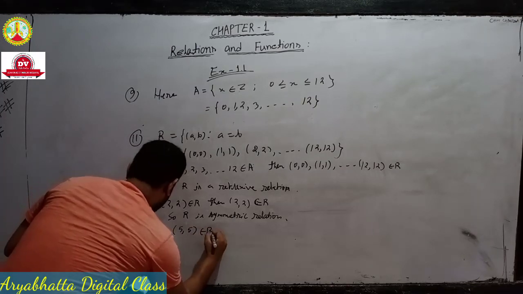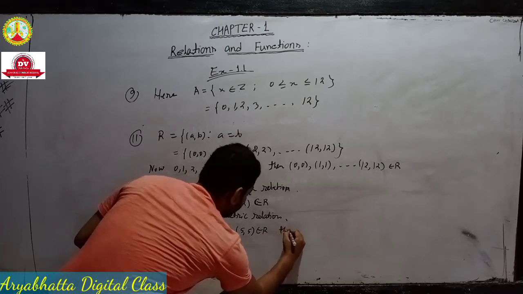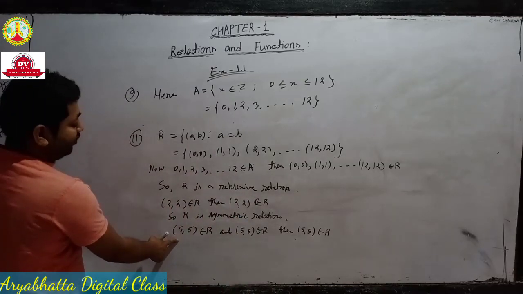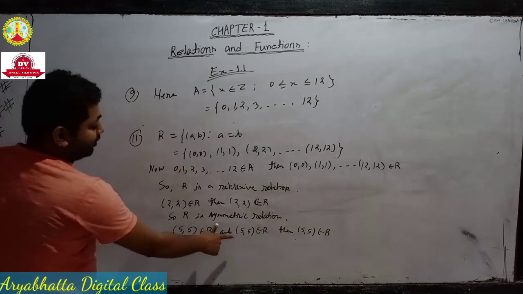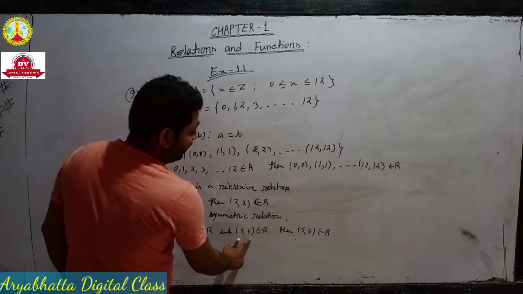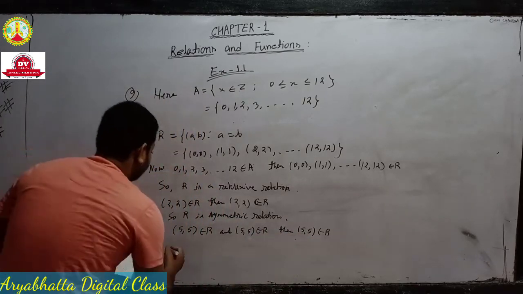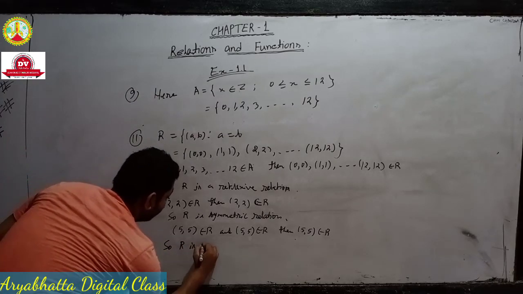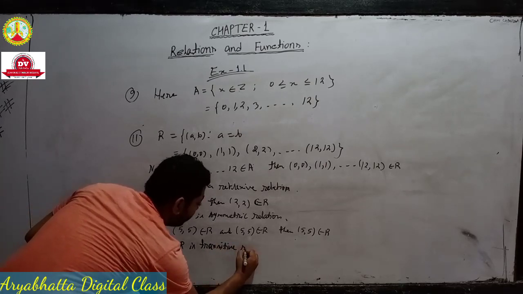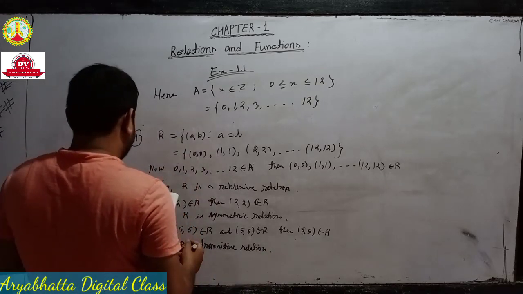(5, 5) belongs to R and (5, 5) belongs to R, then (5, 5) belongs to R. A comma B, here A equal to 5, B equal to 5. A comma B belongs to R. B comma C, here B equal to 5, C equal to 5. B comma C belongs to R, then A comma C belongs to R. Therefore R is a transitive relation. Thus, R is an equivalence relation.